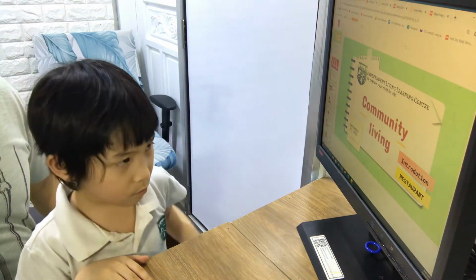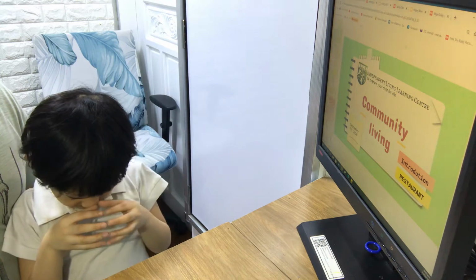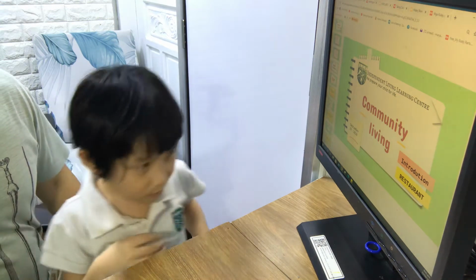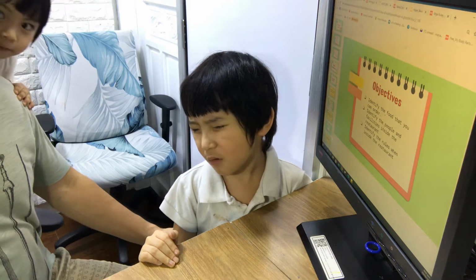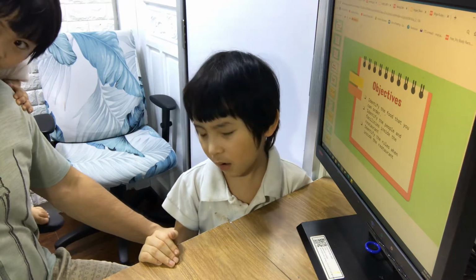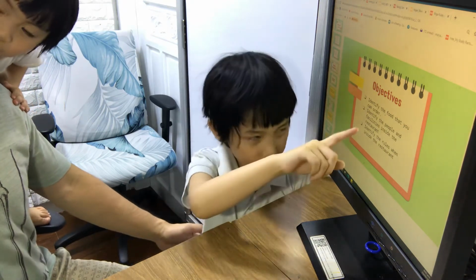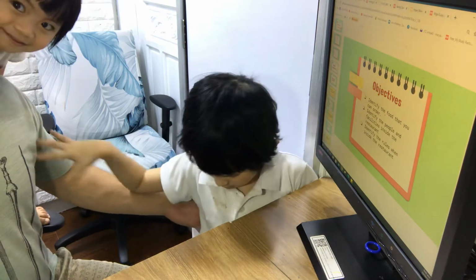Our lesson is community naming. Our objective is to identify the food that you can order, people and facilities, as well as the rules inside the restaurant. Okay?